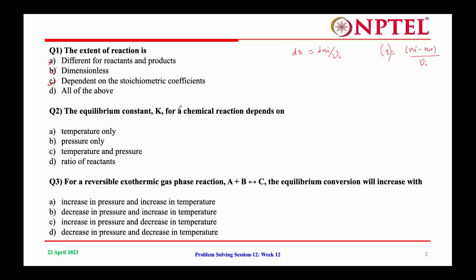Question 2: the equilibrium constant for a chemical reaction depends on. Can someone tell the answer of this one? K is related to delta G. So the equilibrium constant depends on the temperature only.